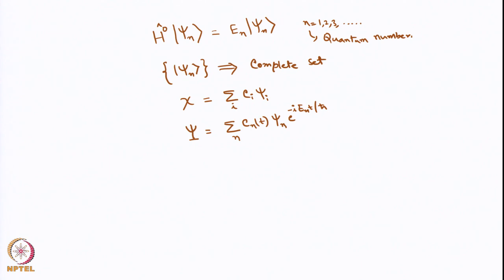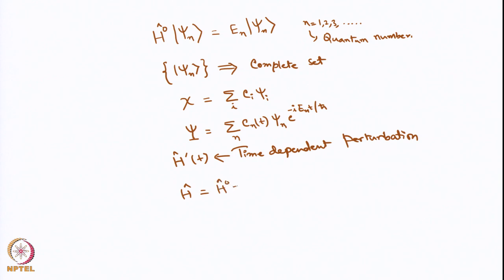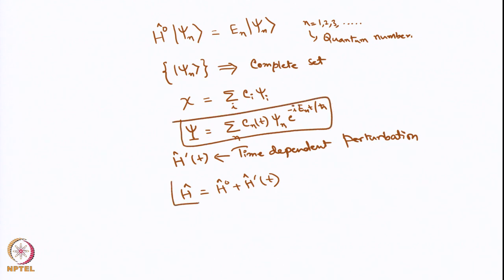Now, if we have the time dependent perturbation, which I will call H prime of t, this is my time dependent perturbation, then my whole Hamiltonian H will be nothing but H naught plus H prime of t. So when I know the total wave function psi and H, I can solve, or attempt to solve, the time dependent Schrodinger equation, which is nothing but i h bar d by dt of psi is equal to H psi.